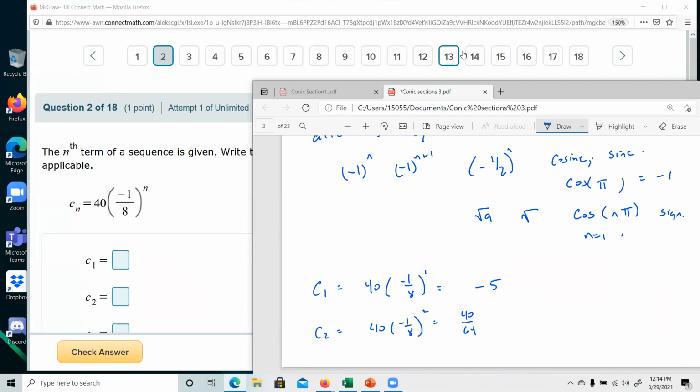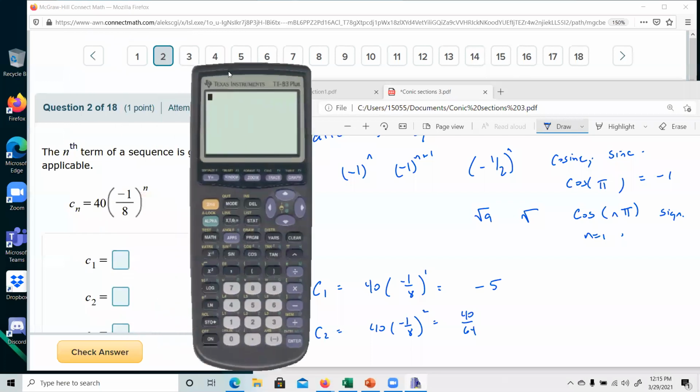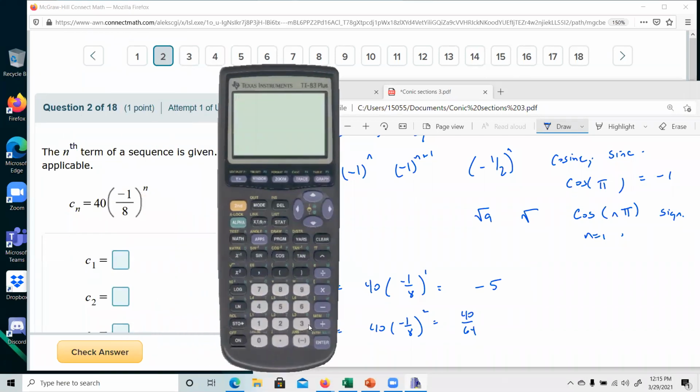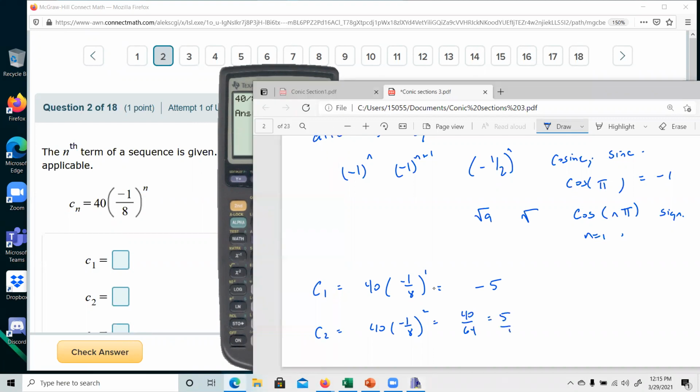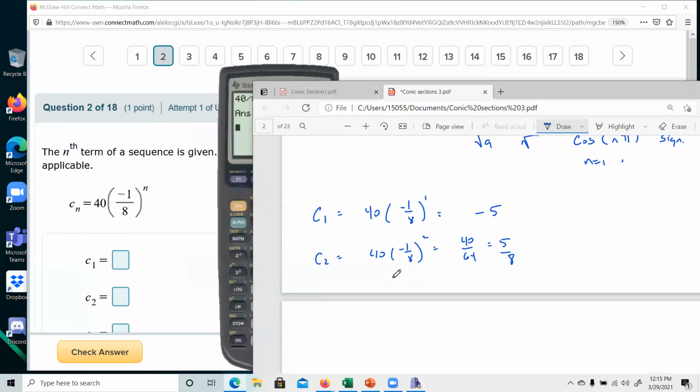Let me pause so I can bring up my calculator. All right, there we go with the calculator. They will want your answer in terms of a fraction. So I'm going to say 40 divided by 8 squared, and there we have it. But they're not going to like that answer. So we're going to hit this math button here, say convert to a fraction, and go ahead and do that. So we end up with 5/8.